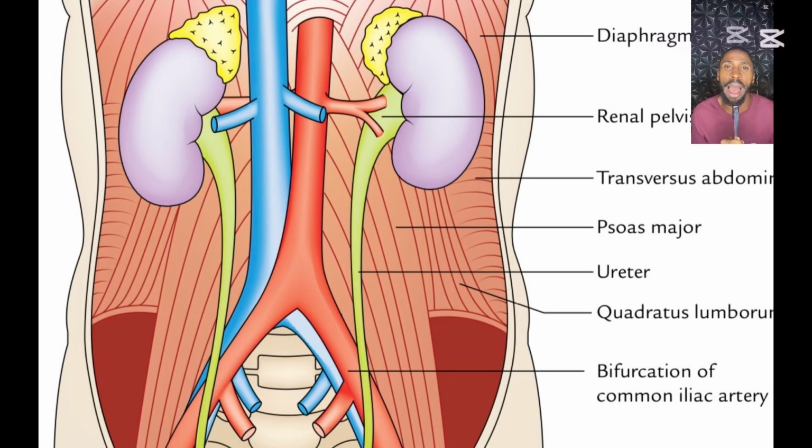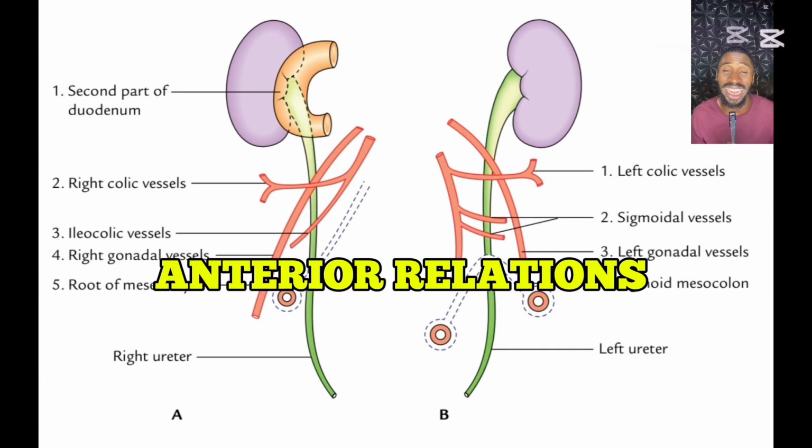Why? Because in the abdomen, they cross in front of the psoas major, while in the pelvis, they cross in front of the bifurcation of the common iliac vessel. So don't forget that they have two posterior relations: in front of the psoas major and the bifurcation of the common iliac vessel. But the anterior relation is different for the right and left ureter.